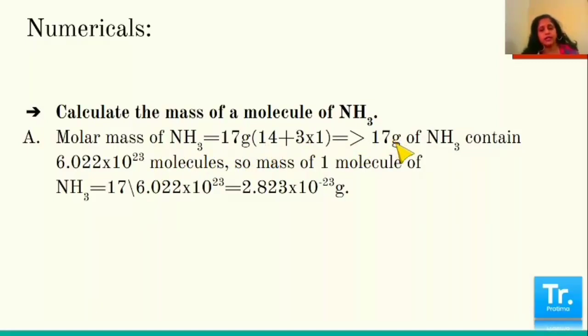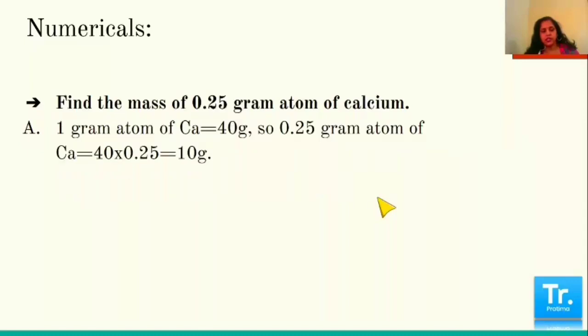So we know that 17 gram of ammonia contains Avogadro's number of molecules. So 1 molecule will weigh how much? 17 by Avogadro's number of molecules. And calculate, as I had told you, have a rough column, calculate, and directly you can put the answer. Okay, so we go to the next question.